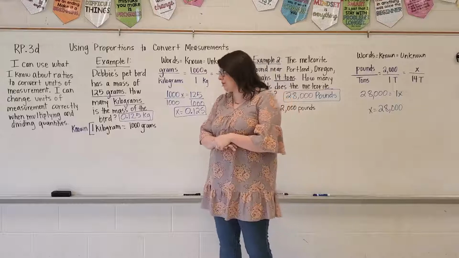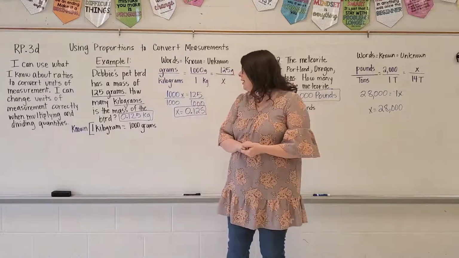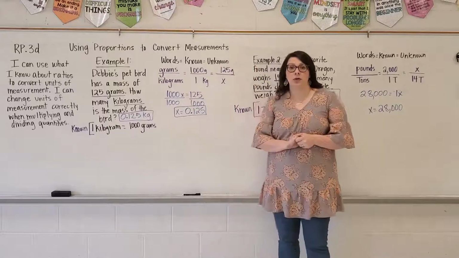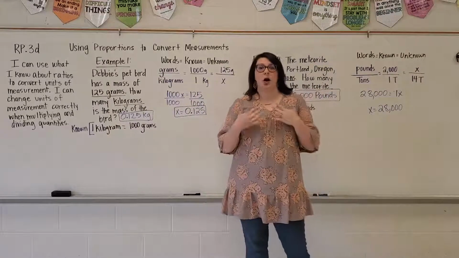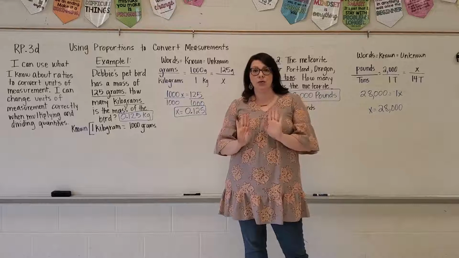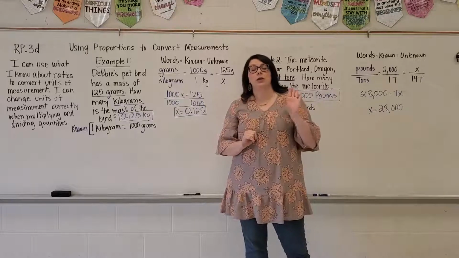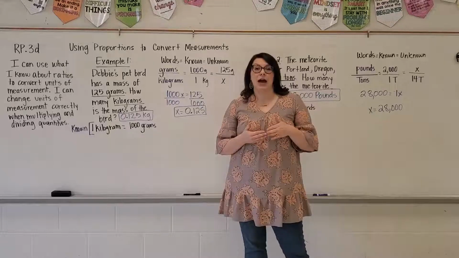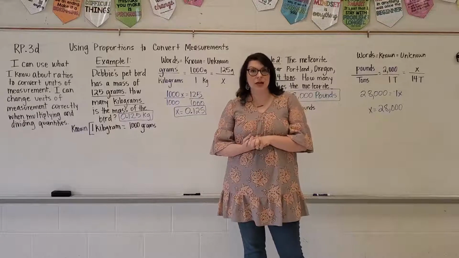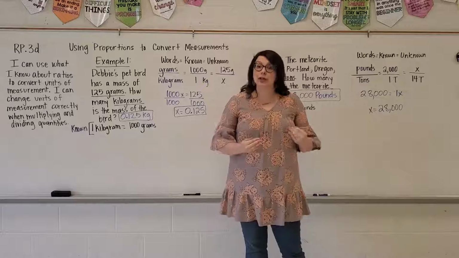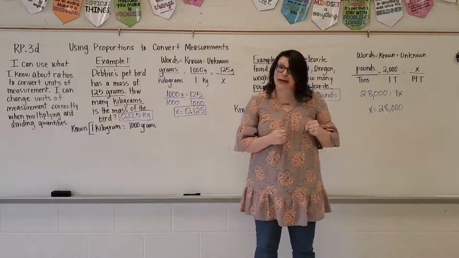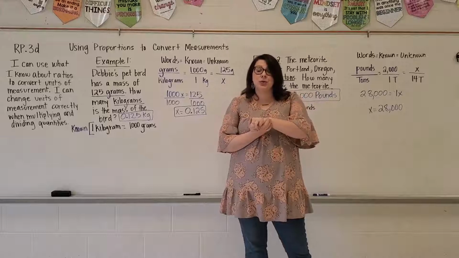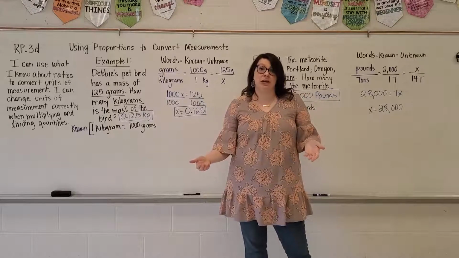I can change units of measurement correctly when multiplying and dividing quantities. So we are going to use what we know about proportions. We know that those proportions are equal ratios that are set equivalent. Then we can cross multiply to solve for any missing value. So in conversions, if we know the original rate of conversion, then we can use that to convert it to any other measurement that we need to.